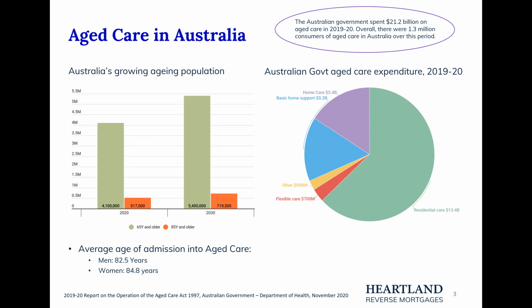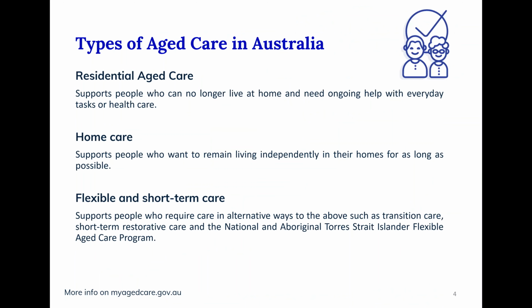All right. I was going to give a good summary of the types of aged care in Australia. Today we'll be really talking about residential aged care and home care. Residential aged care is the type of care that supports people who can no longer live at home and need ongoing help with everyday tasks or healthcare.